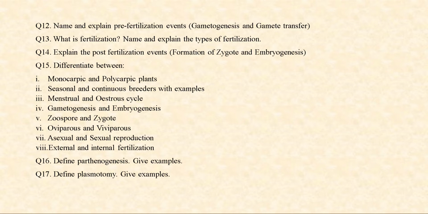Then you need to read the definition of parthenogenesis, and in which organisms such a phenomenon is mainly found, and what you mean by plasmotomy, and give examples. So these are the important topics you need to read for preparing class 12 biology from chapter 1.